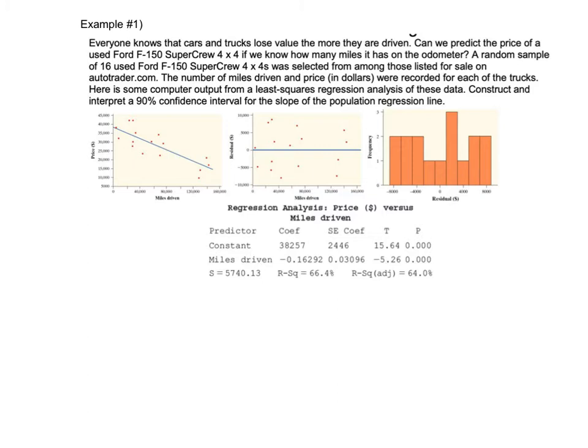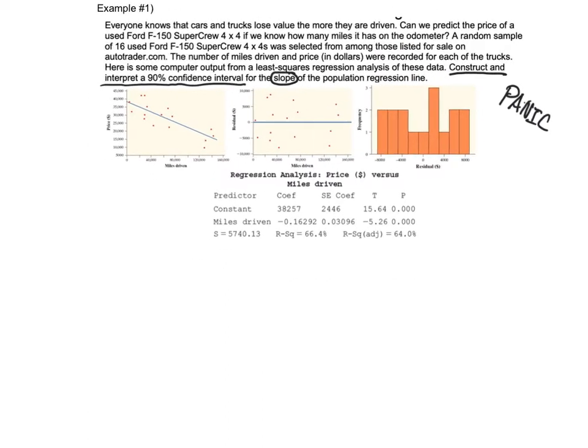Construct and interpret a 90% confidence interval. So here it is: construct and interpret a 90% confidence interval. All right, let's think PANIC. Okay, and then it says for the slope, right? So we're going to focus on the slope and we're going to try to estimate that. Okay, so I'm thinking PANIC.